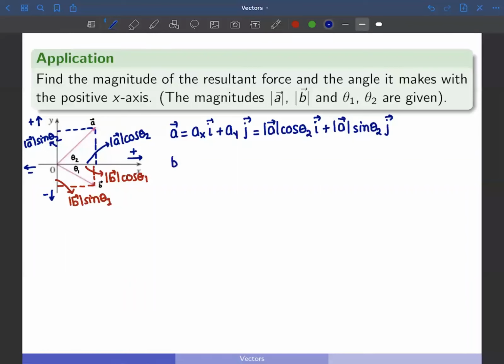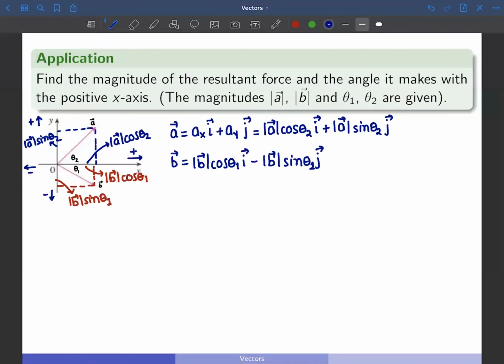Now for the vector B, if we analyze it in its components, we have the x component, which lies on the positive x-axis, so it's positive. So we have the magnitude of the vector B times cosine of the angle θ1 times the vector i. And then for the y component, since it lies in the negative y-axis, we'll have a negative magnitude of vector B times sine of the angle θ1 times the vector j.